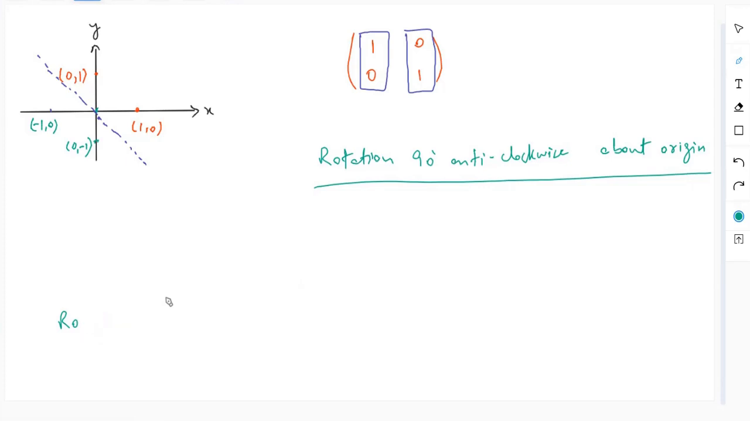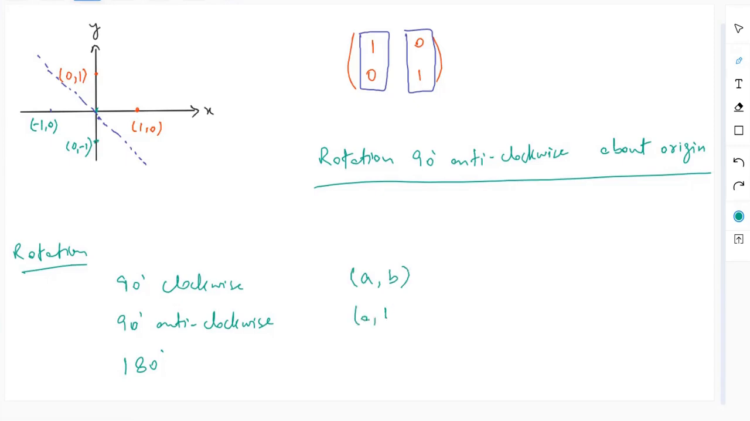Or let's actually do it this way. So rotation, there are three types of rotation. There is 90 degrees clockwise. There is 90 degrees anti-clockwise. And there is 180 degrees, right? So this is how the coordinates basically change. If you have AB here and AB here and AB here, for in rotation, when you do 90 degrees clockwise rotation, remember we're talking about rotation about origin here.